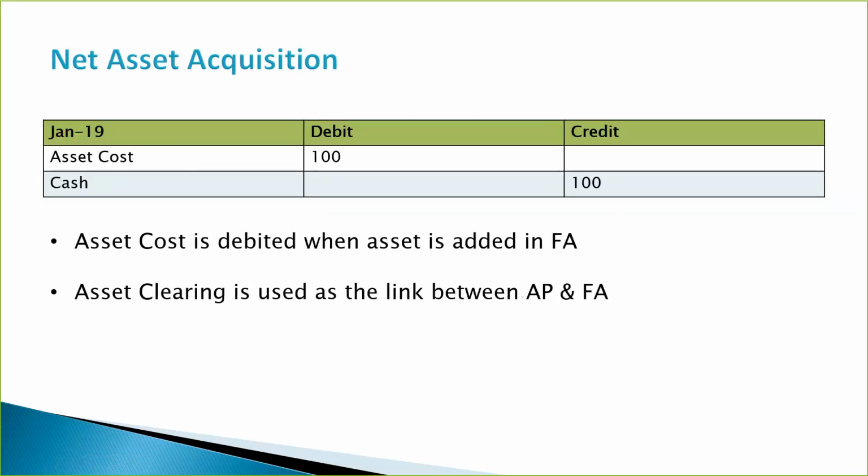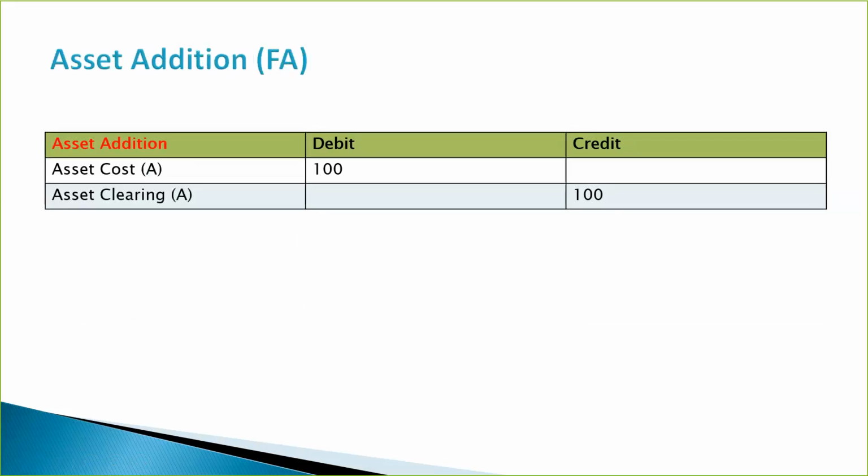Okay, so here is what we have done. Asset cost is debited when asset is added in FA, and the asset clearing account is used as the link between AP and FA. And the reason why we are saying that is because this is our first entry in FA when we add that asset, and the account we are using is asset clearing.